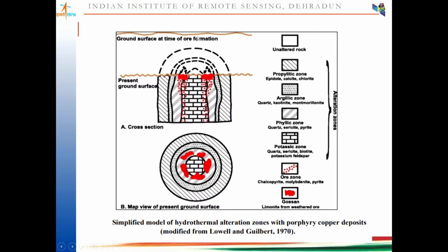So this is what we get from the center going away, in all directions away from the center: the zones change gradually, and different zones have different characteristic minerals, and those characteristic minerals can be identified using the hyperspectral data.